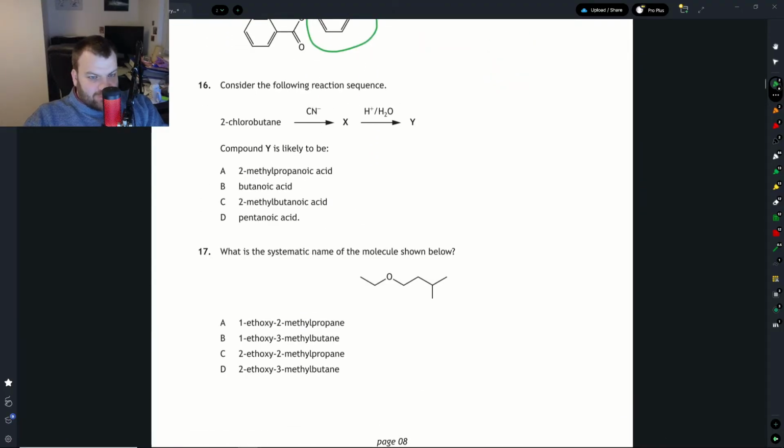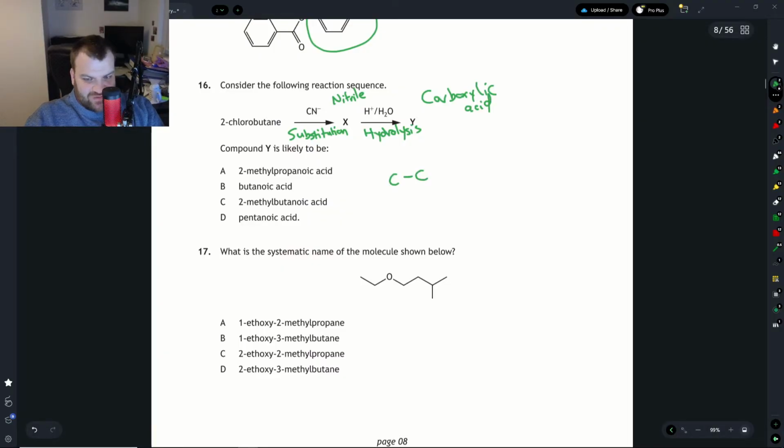Okay, next up, we have got a haloalkane. We are reacting it with a nitrile in a substitution reaction. And then nitriles undergo hydrolysis to form a carboxylic acid. Doesn't help us because they're all carboxylic acids.